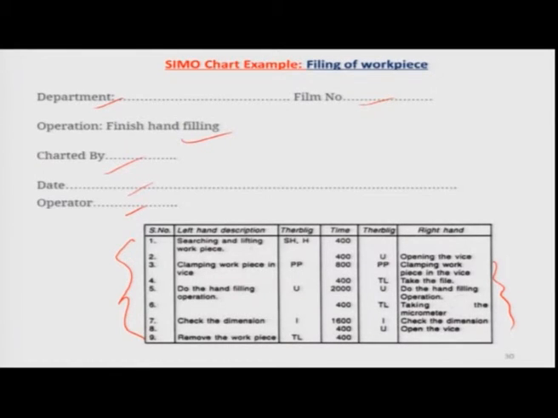Here you can see searching and lifting workpiece. So, what therbligs are used, SH and H. Here again, what was the time for that operation, 400 wink. Again clamping workpiece in vise, we again do the hand filing operation, check the dimension, remove the workpiece. So, again here you are using therbligs in parallel and you are recording the time, using your film analysis. So, this is called SIMO chart. Here both therbligs and time are available for analysis.